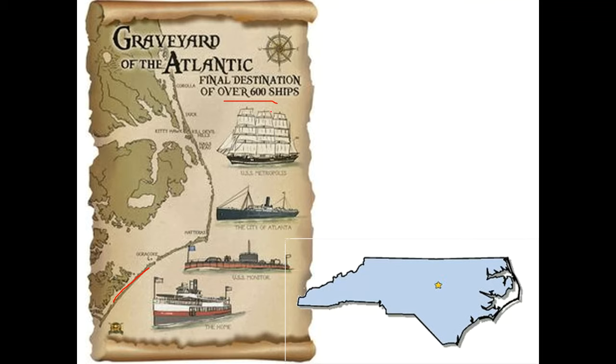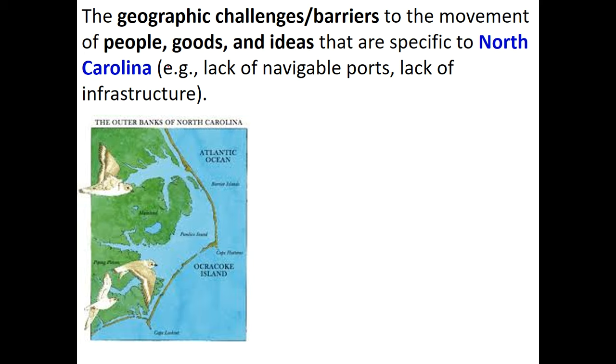over 600 ships have wrecked outside. It's very dangerous, not the best place to do your navigation. And this would be an example of a geographical challenge or barrier that has impeded the movement of people, goods, and ideas. This barrier, as cool as it seems to us, it's really not good for moving goods back and forth. You wreck boats, and this almost serves as a barrier keeping people out of the state. We'll talk more about this in the next video.